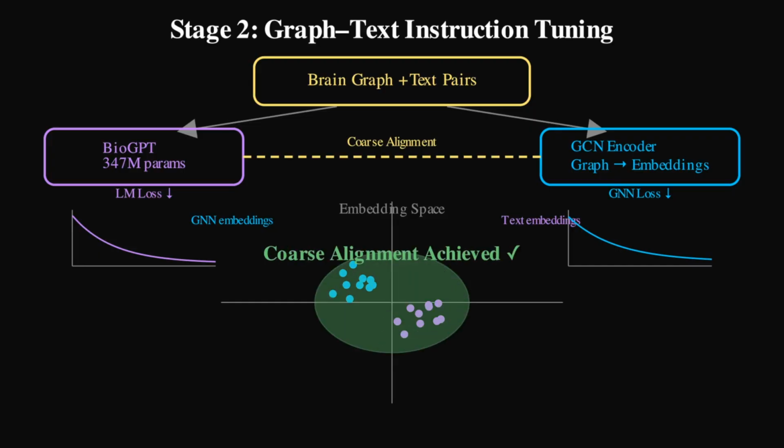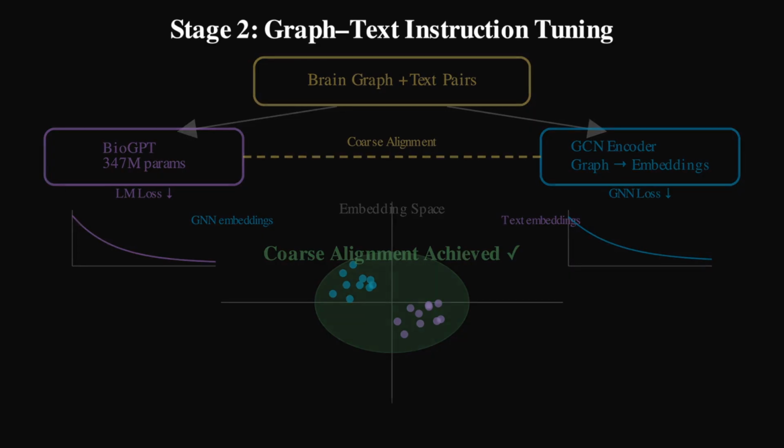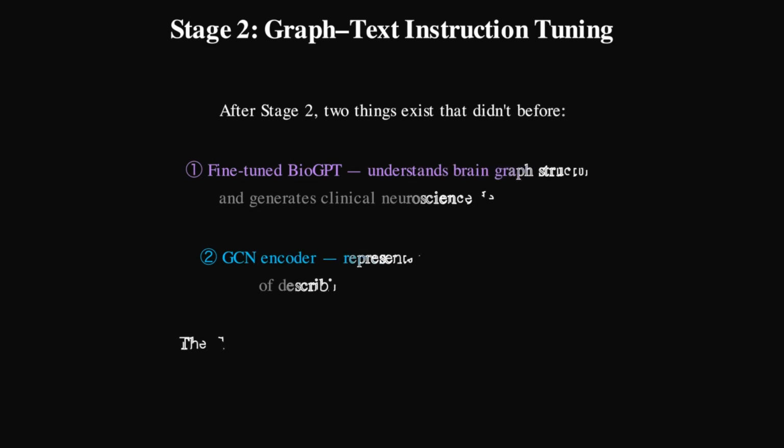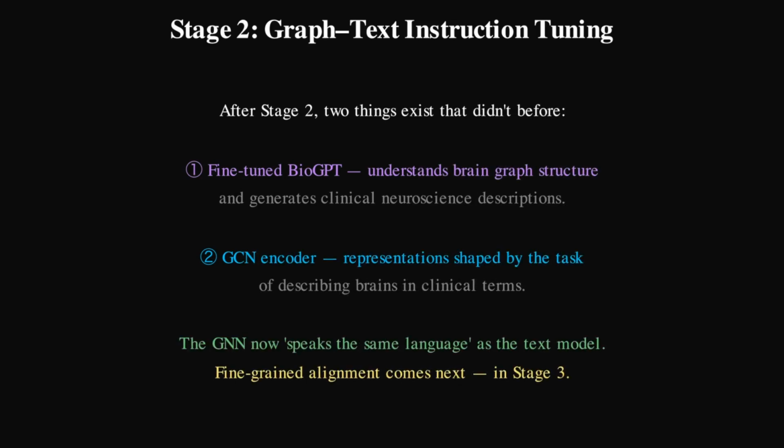The GNN encoder and the LM are both kept trainable during this stage. The LM learns to generate the expert neuroscience descriptions given both the graph and the question. The GNN learns to produce embeddings that roughly align with the text embedding space. This is called coarse alignment. The graph and text representations are pulled toward each other, but not precisely.